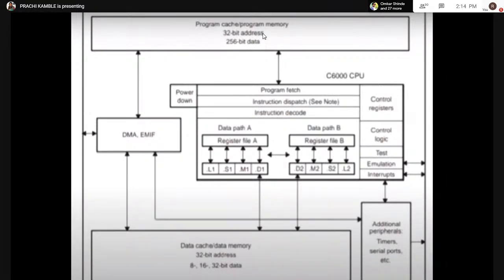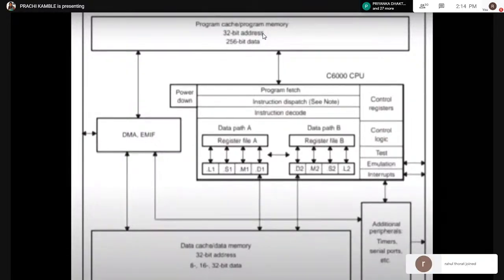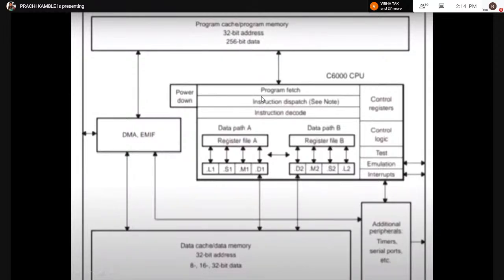So this way, whatever information is present in the program memory is fetched, dispatched, and then decoded. Okay, these are the three steps. Once it is done, after decoding, whatever data is present will be given to the CPU unit after program decoding.